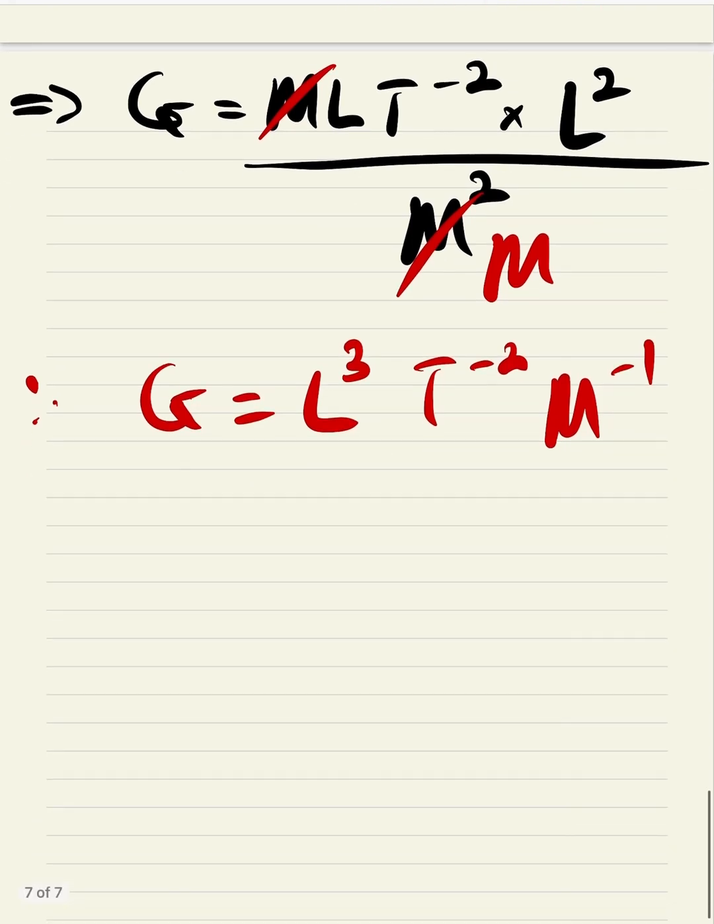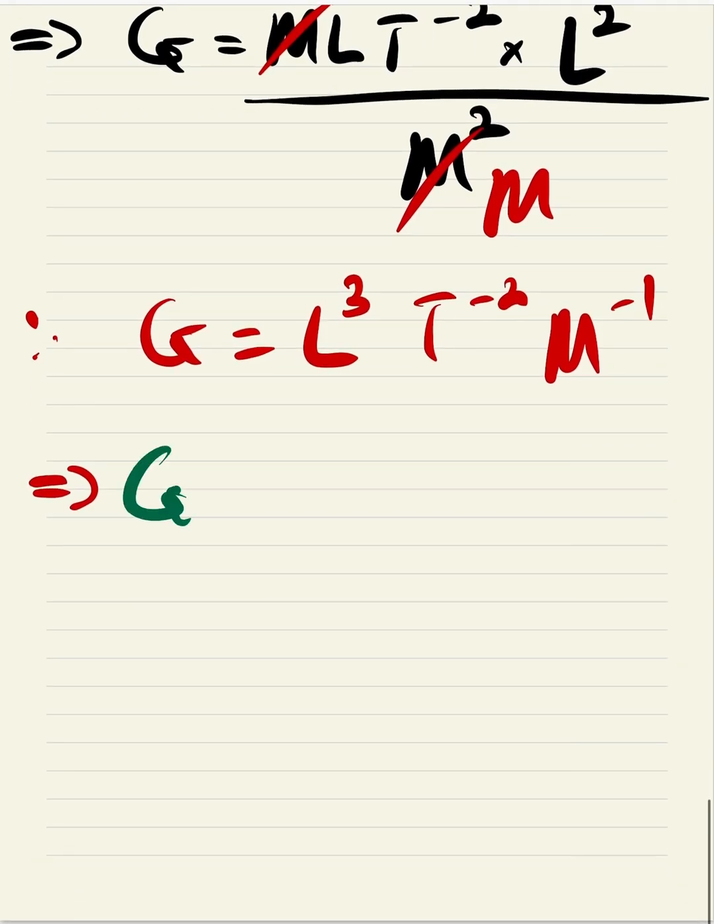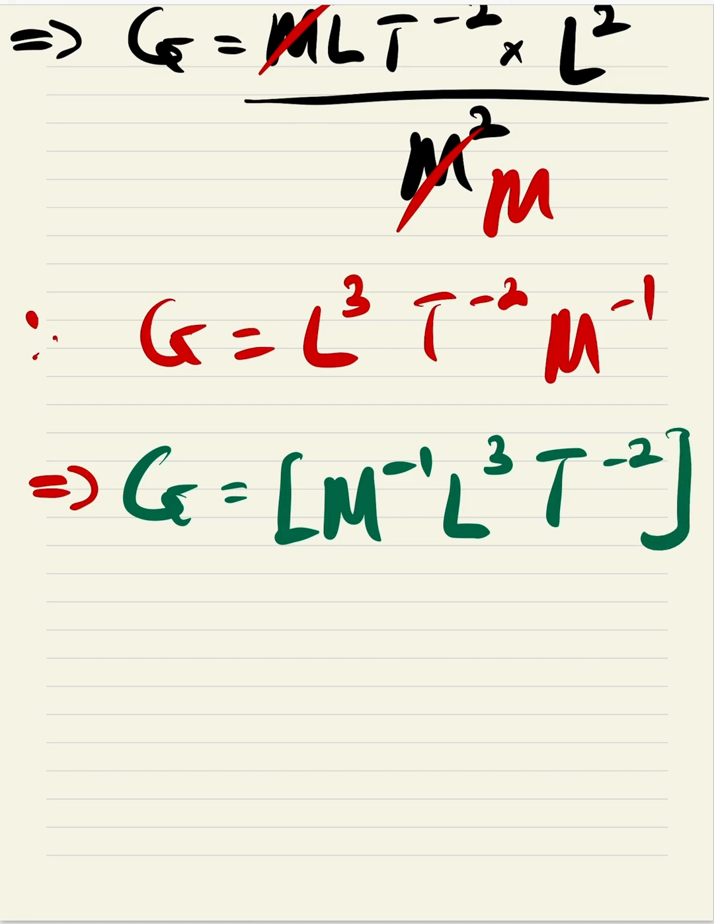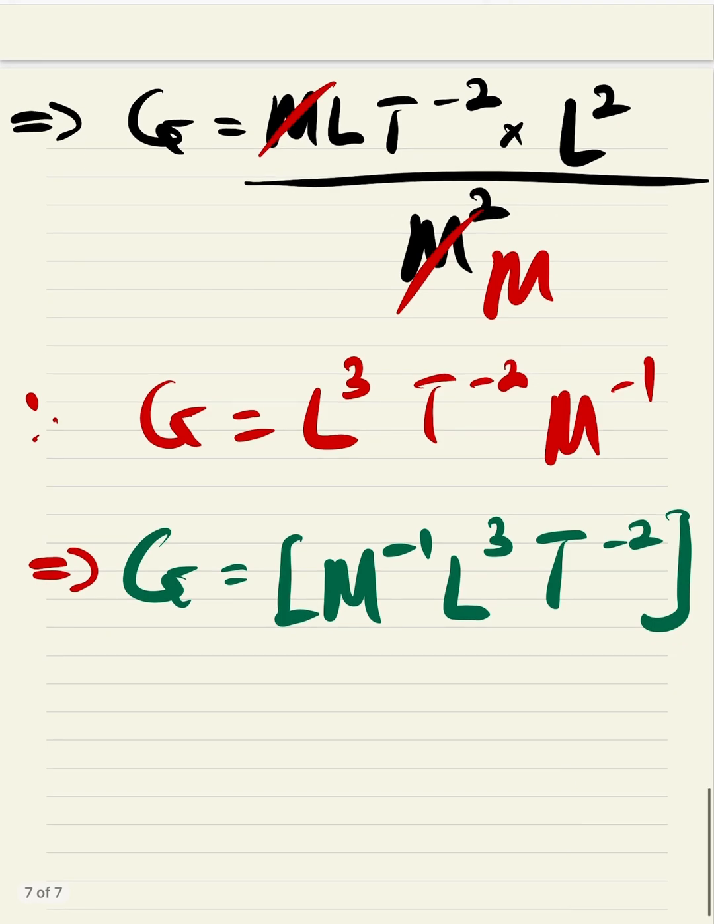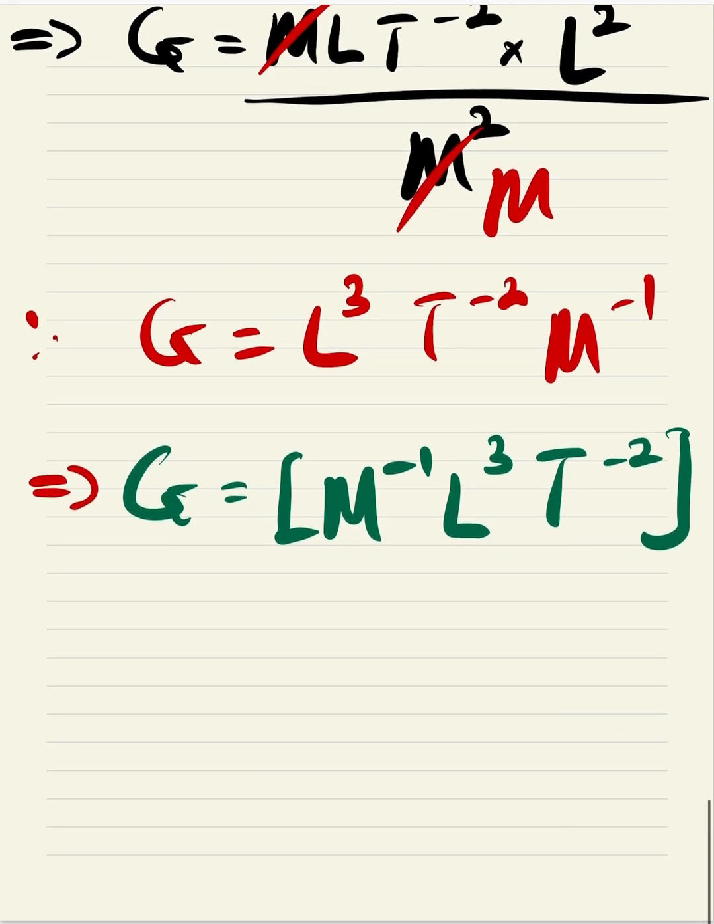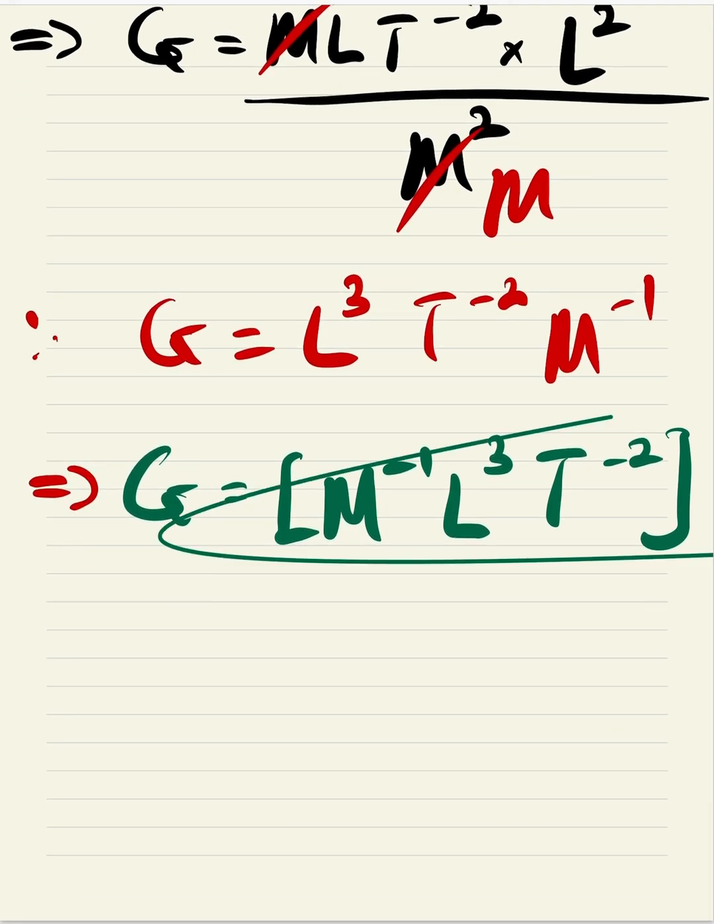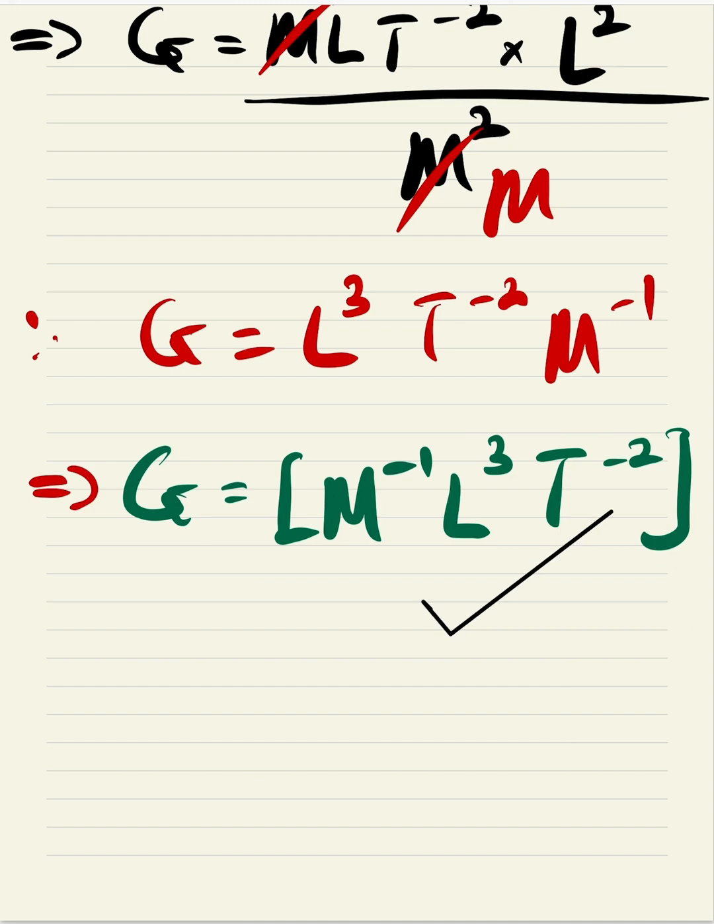So if you want to rearrange that very well, you can say that the dimension for G will be M^-1 L^3 T^-2. Right? So that is what you are going to be having for the dimension of this. That's what you are going to be having as the dimension.